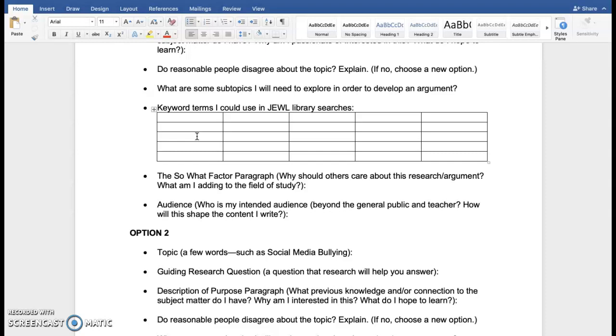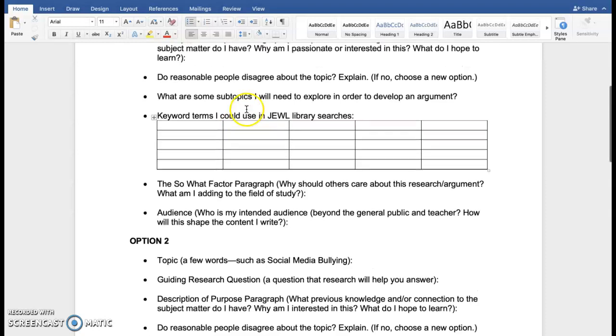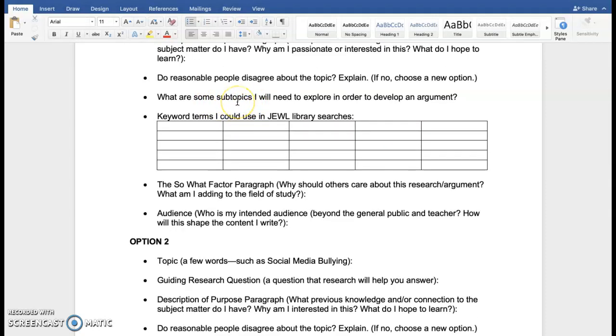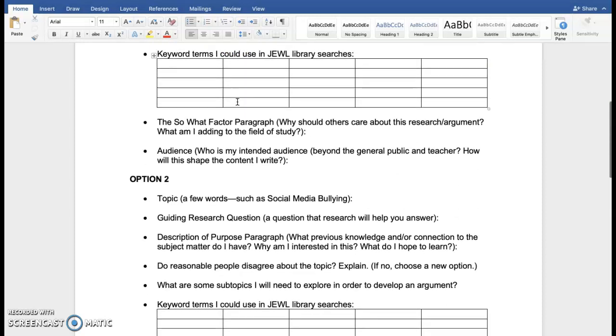So you're going to want to think of all the terms, anything that you might need to put in that search engine. You also might want to think about your subtopics here as far as key terms you might want to put into your search engine.